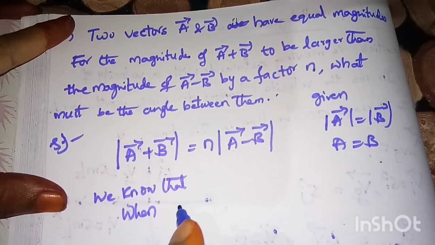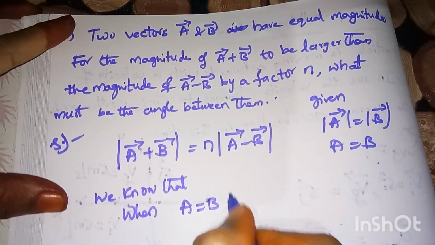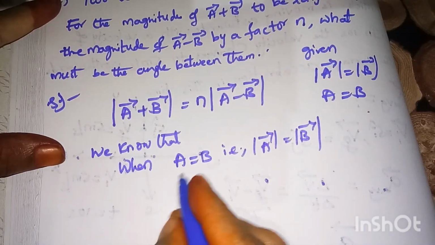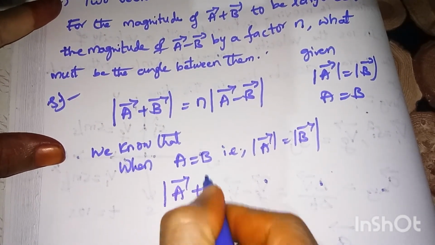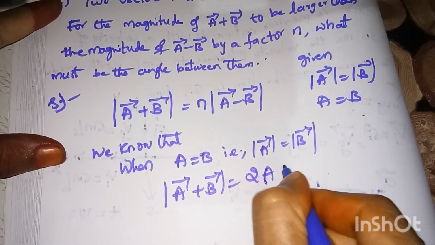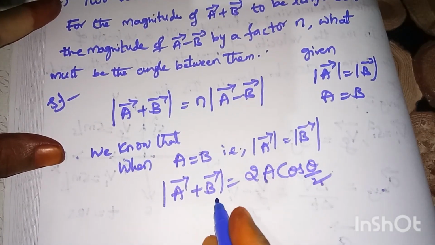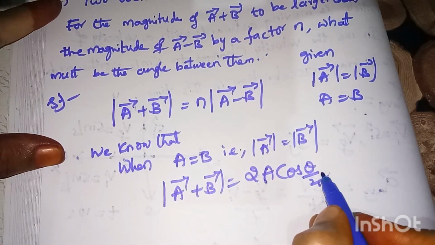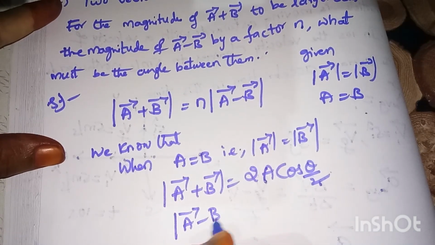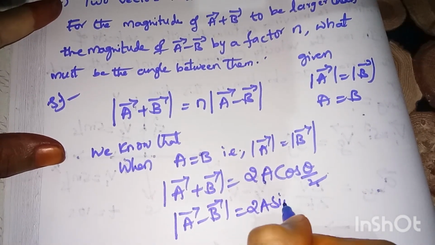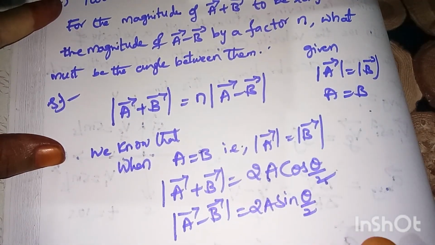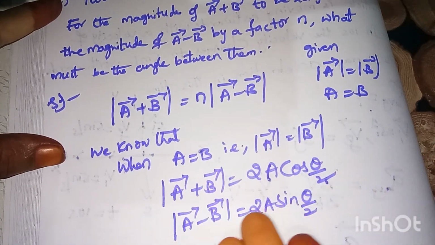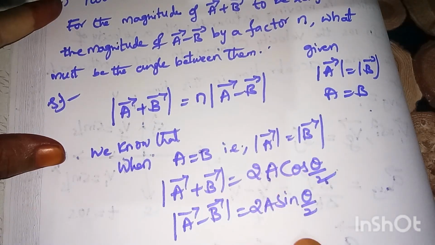So we know that when A equals B, that is, magnitude of A bar is equal to magnitude of B bar, we have already calculated that magnitude of A bar plus B bar will be 2A cos theta by 2. When two vectors' magnitudes are equal, the magnitude of A bar plus B bar is 2A cos theta by 2 and magnitude of A bar minus B bar is equal to 2A sin theta by 2. We have already discussed in special cases in the previous class that when two magnitudes of vectors are equal, the two values are 2A cos theta by 2 and 2A sin theta by 2.